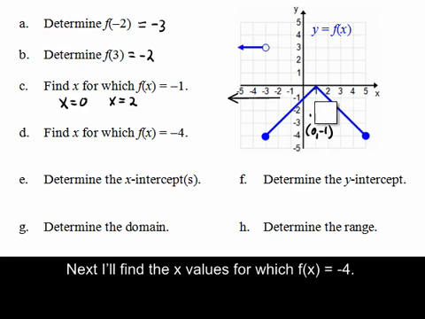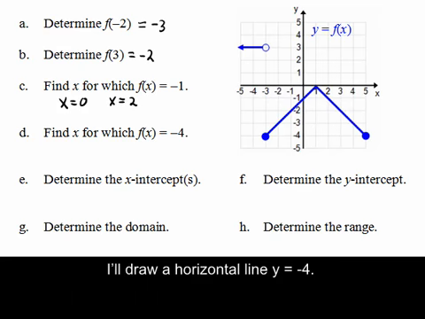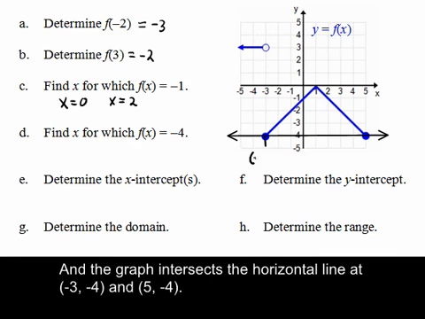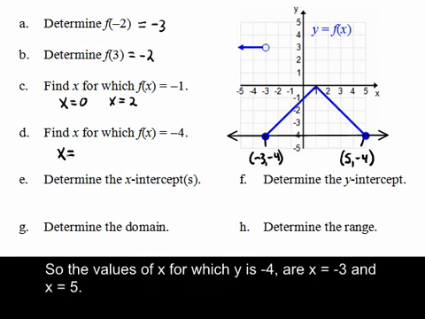Next, I'll find the x values for which f of x equals negative 4. I'll draw a horizontal line y equals negative 4, and the graph intersects the horizontal line at negative 3 comma negative 4 and 5 comma negative 4. So the values of x for which y is negative 4 are x equals negative 3 and x equals 5.